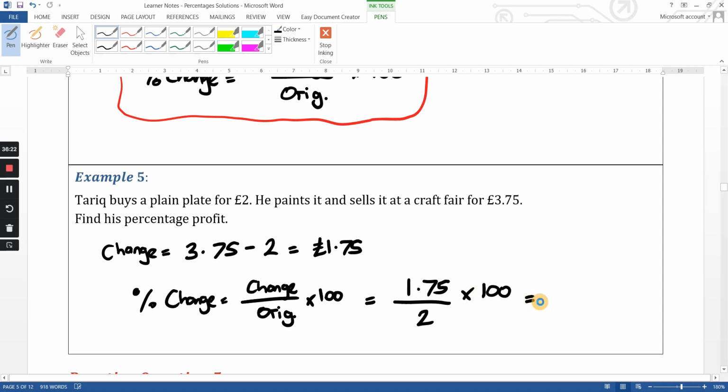Let's type that in the calculator. 1.75 divided by 2 times by 100, and we get 87.5%. That's going to be your percentage profit in this case for your answer.